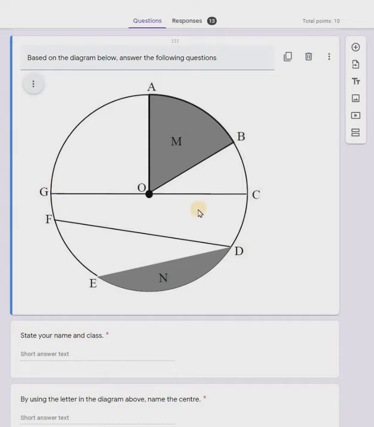Then the radius is also a straight line, but we start drawing from the center and go to the side. So OA is the radius, OB, OC, OG is the radius. Okay, radius.